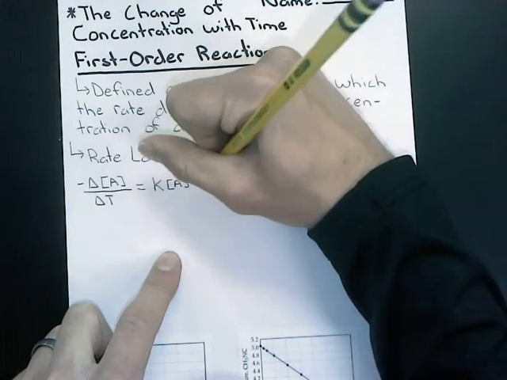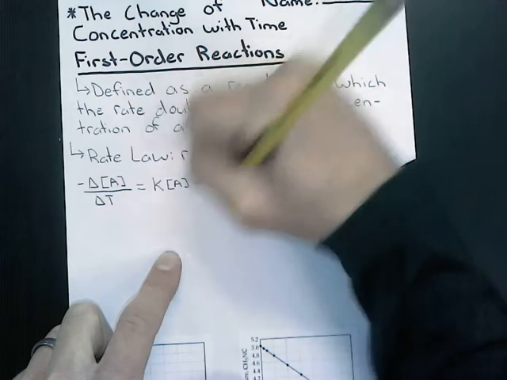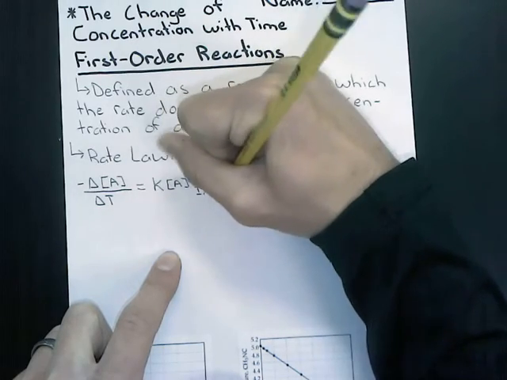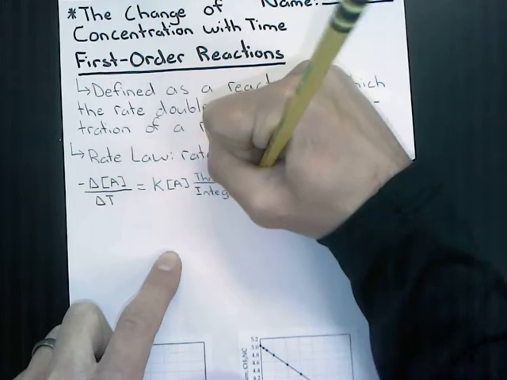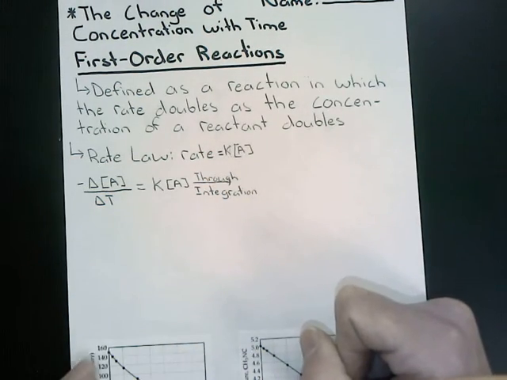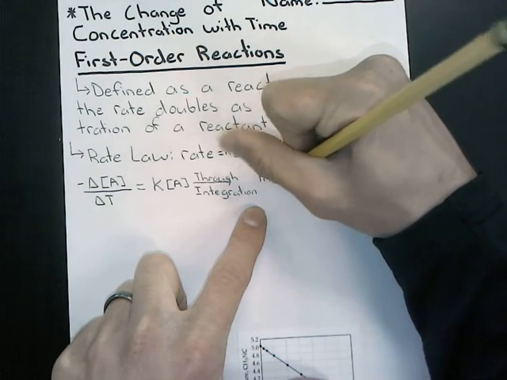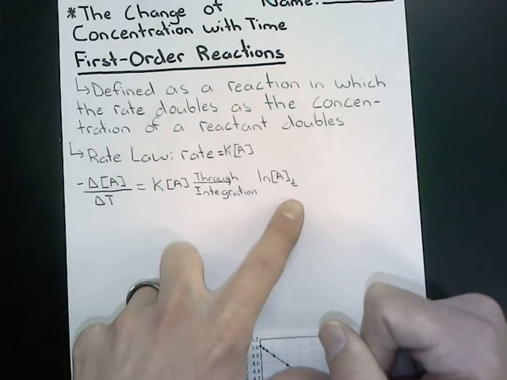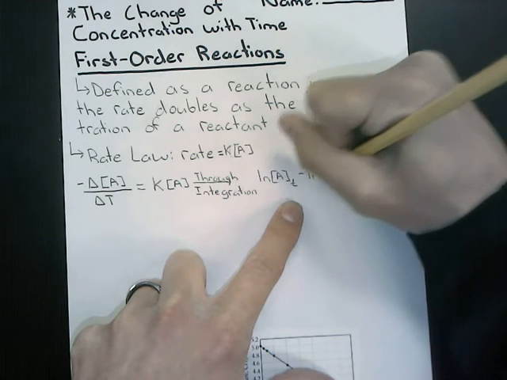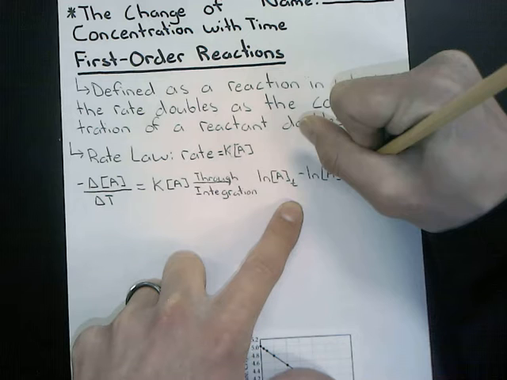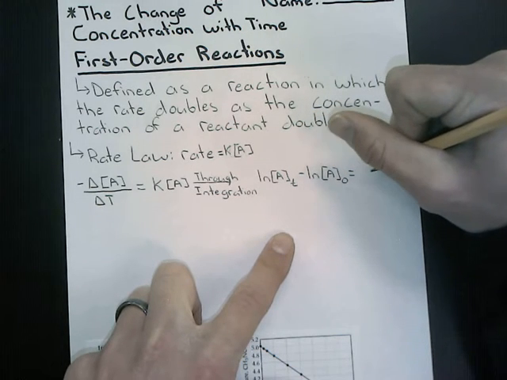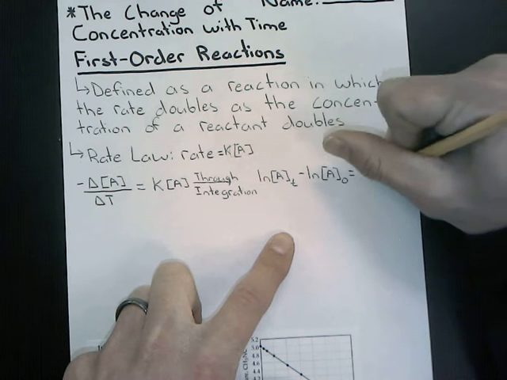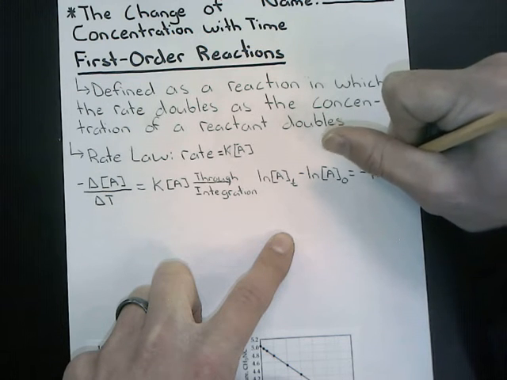And I'll put this down. So through integration, what happens is we can take the natural log of the concentration of that reactant at a specific time minus the natural log of the concentration of the reactant initially, and set that equal to negative k, the rate law constant, times our t for time.